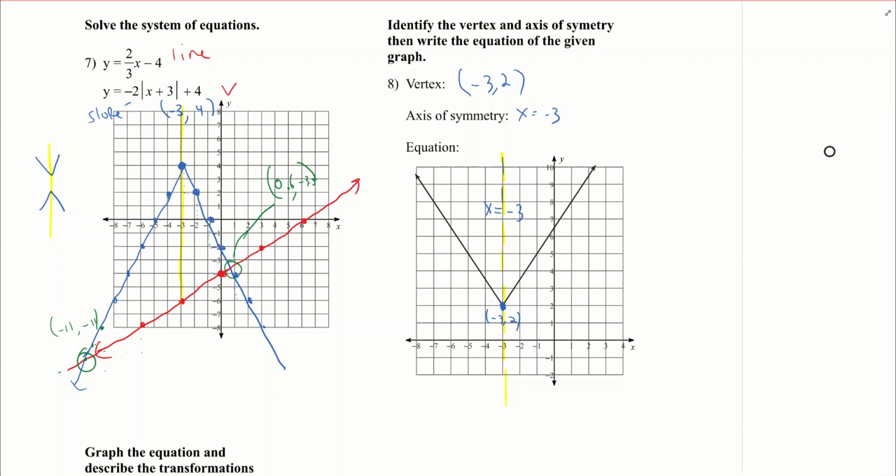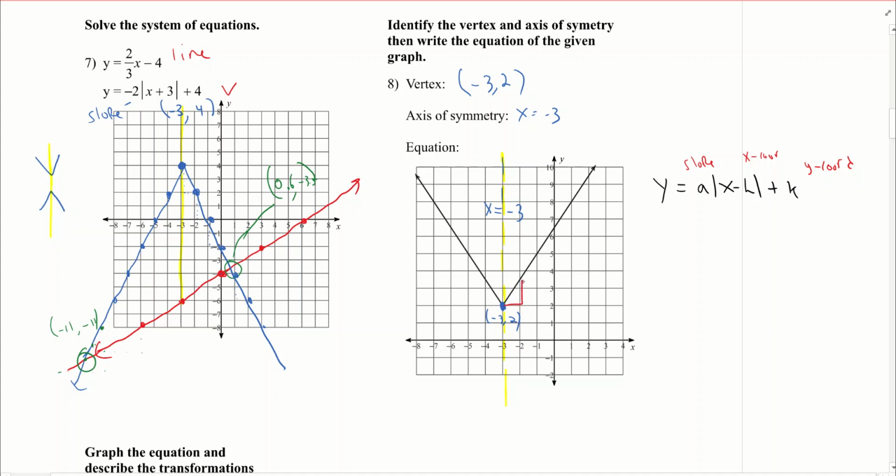Now the equation for the actual absolute value is in this form, right? It's vertex form of an absolute value equation. The a is the slope. The h is the x coordinate of the vertex, and the k is the y coordinate of the vertex. And so let's go ahead and find the slope first.